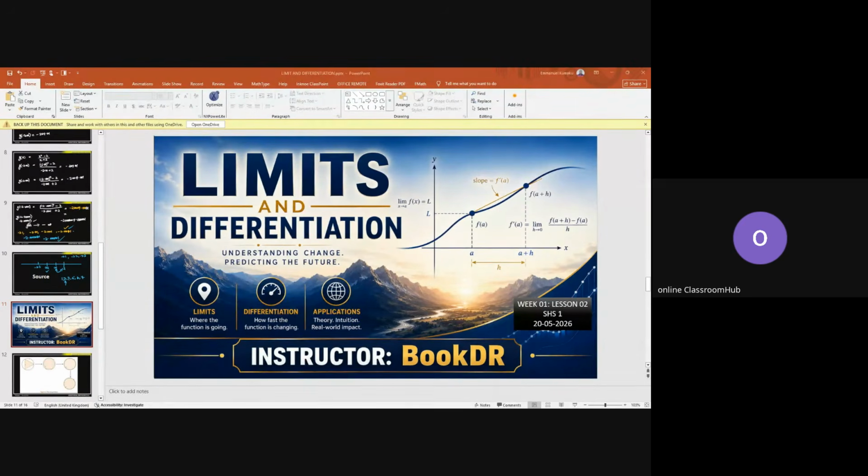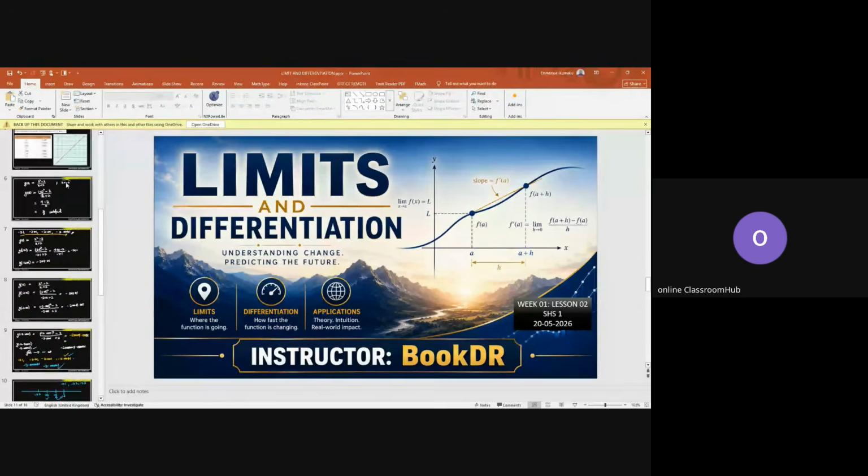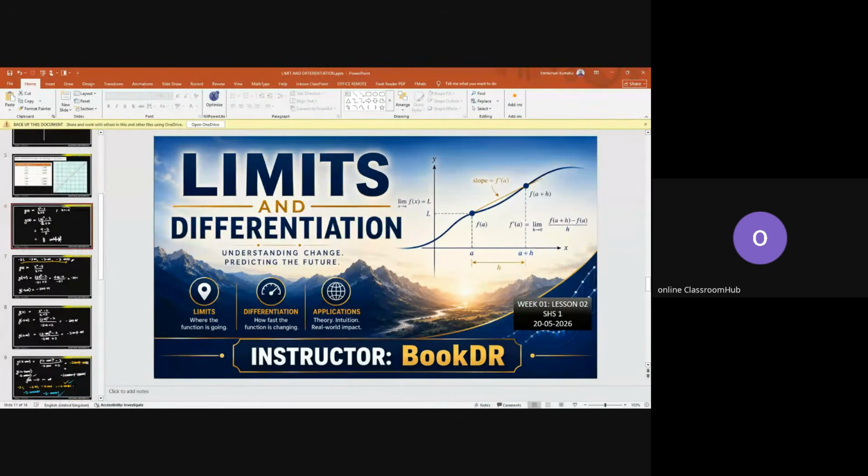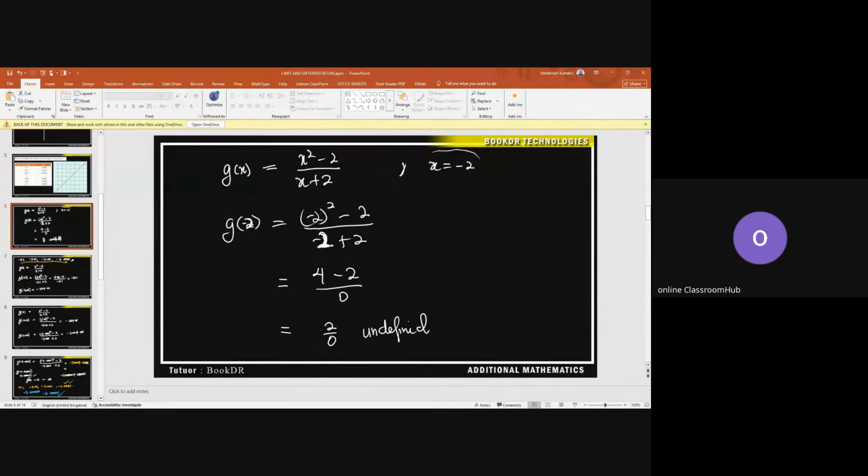Okay, so yesterday we were investigating the limits of functions. And I said we want to understand what it actually means about limit of functions. And we said the limit of a function is just investigating the value of the function around a particular point or a particular value of x. So yesterday the function that we had, which was g of x, is equal to x squared minus 2 over x plus 2.